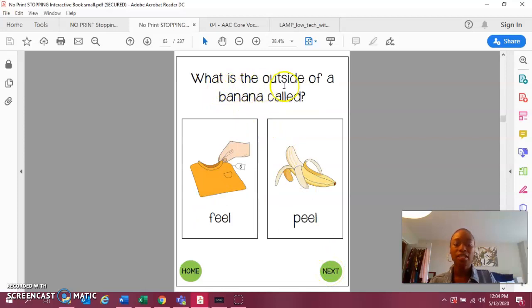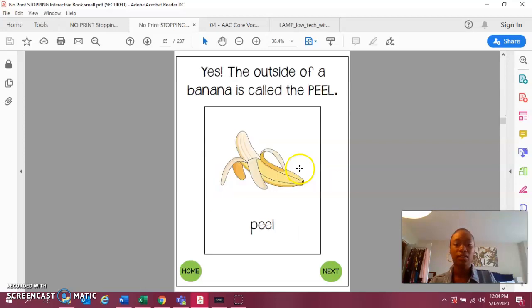What is the outside of a banana called? Long air, feel, or short air, peel? What is the outside of a banana called? Yes, the outside of a banana is called the peel, short air.